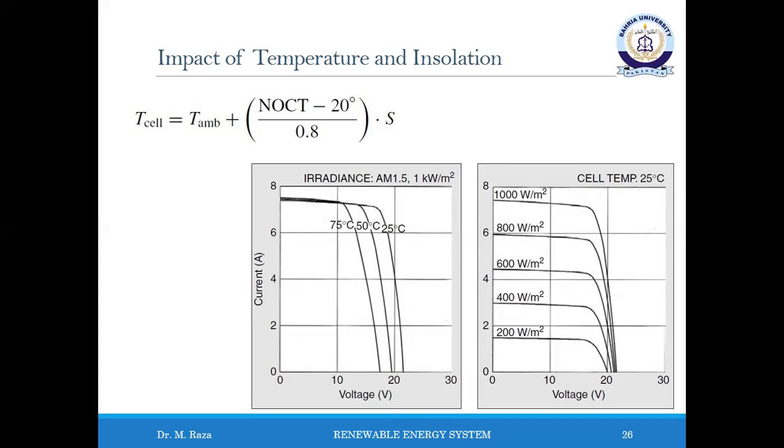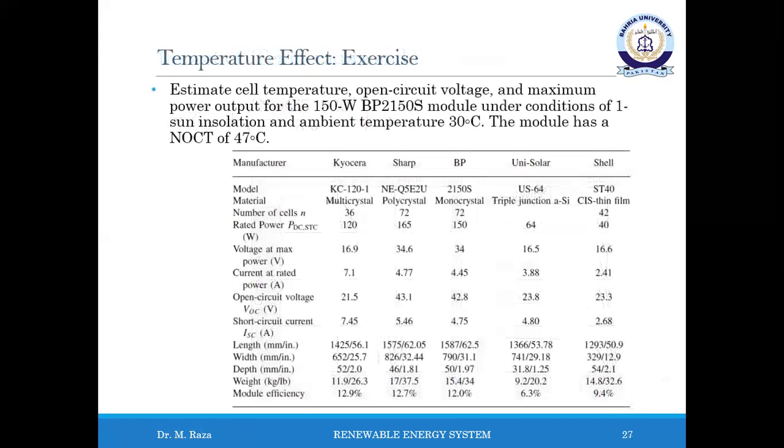To account for another ambient condition, the following expression may be used. This one, where T cell is the cell temperature in degrees centigrade, T a is the ambient temperature, and S is the solar insolation in kilowatts per meter squared. Solve the given exercise to understand the temperature effect on the PV characteristic.